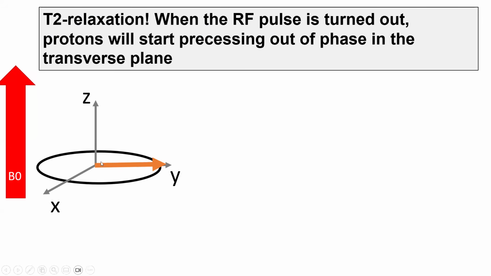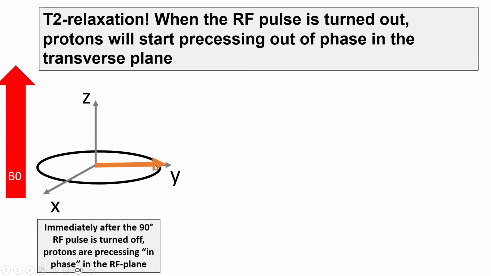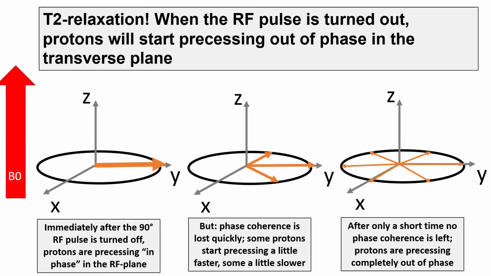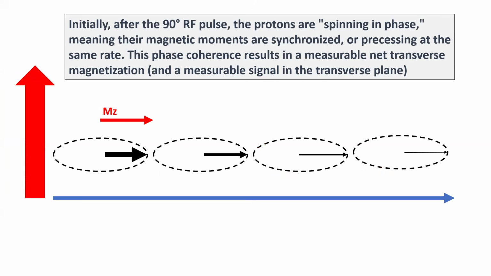So this is basically the net vector magnetization, and all protons are spinning in phase immediately after the 90-degree radio frequency pulse, but then we turn it off and they start spinning out of phase. Some of them start precessing a little bit faster, some a little bit slower, and if we just wait long enough, and it doesn't really have to be that long because T2 relaxation happens pretty quickly, no phase coherence is left. And it also means that the magnetic signal in the transverse plane will have become very, very weak.